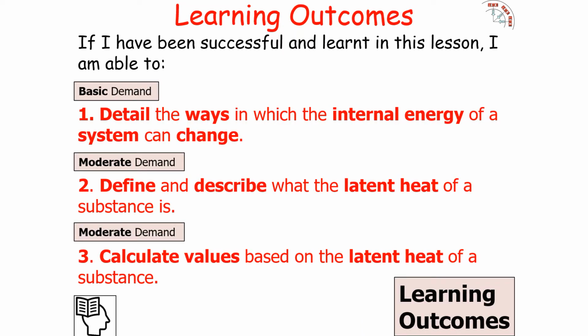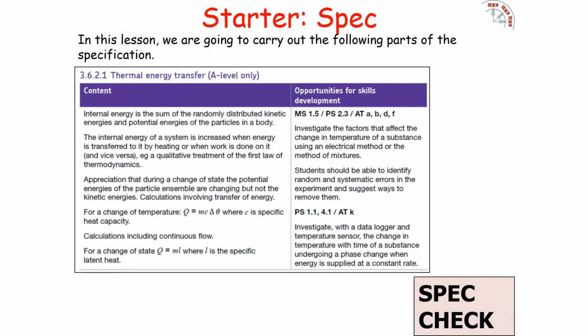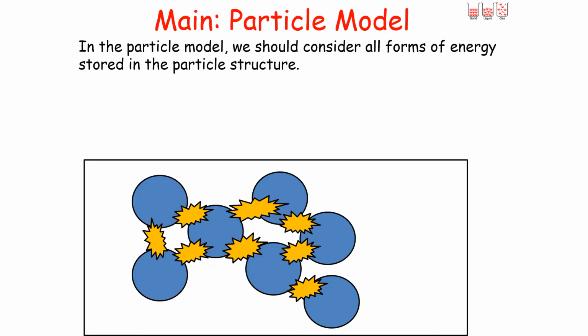If we have been successful in today's lesson, we should be able to detail the ways in which internal energy of a system can change. We can define and describe what the latent heat of a substance is, and then finally we can calculate values based on the latent heat of a substance, which links into the following part of the AQA A-Level Physics specification, 3.6.2.1 Thermal Energy Transfer.